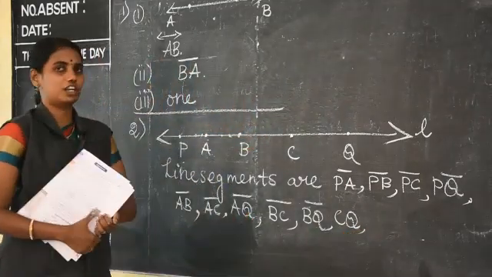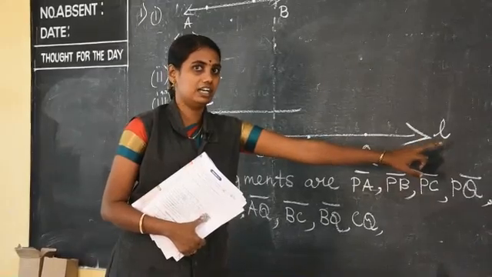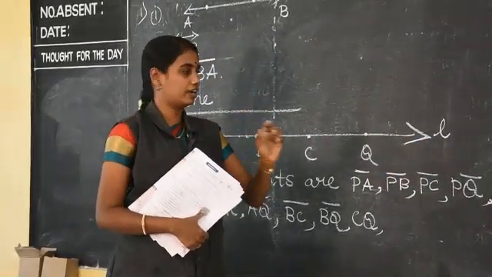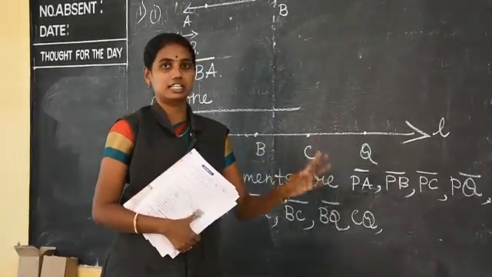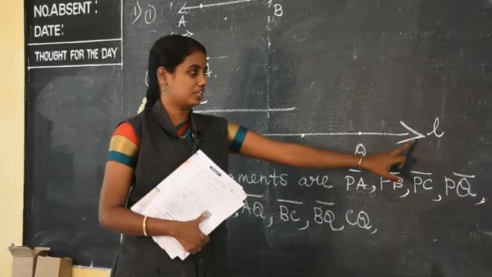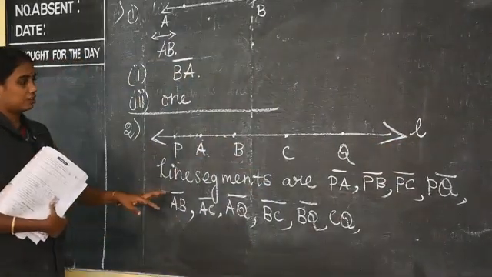Okay, you can ask me, what about this L? The L is line. Okay, L is the line. It's not a line segment. If you have endpoints, you can tell that it is a line segment. For a line, no endpoints. That's why near the arrow mark, it's given as L. Clear everyone?